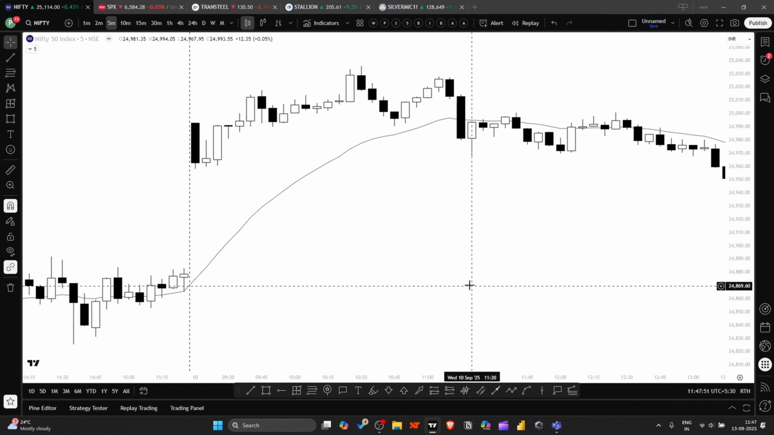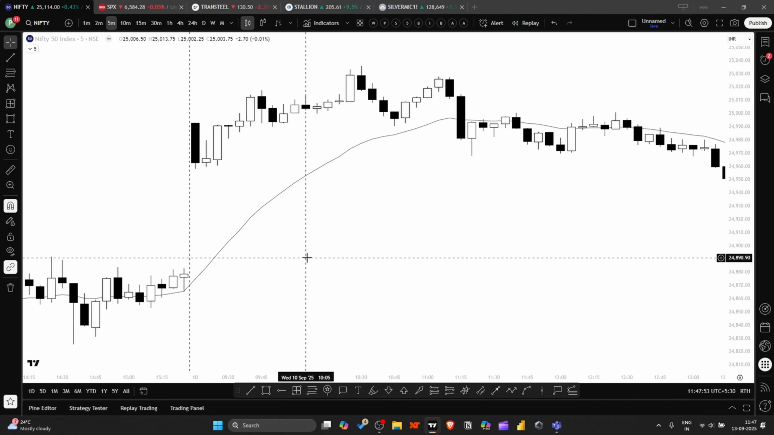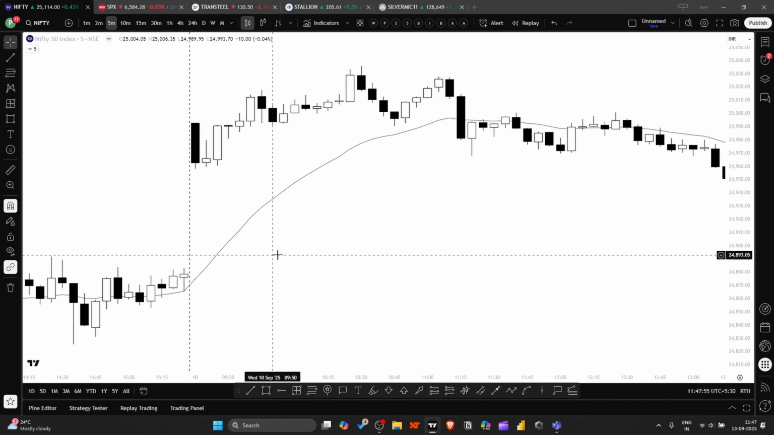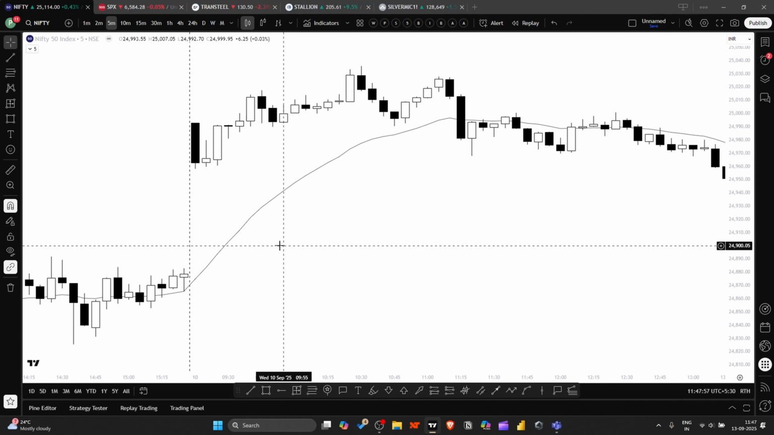So there can be multiple definitions for a breakout depending upon the individual trader's perspective. But are they wrong? They're not. They're right in their own aspects. So every bar is breaking out of something, every bar is failing to break out of something.